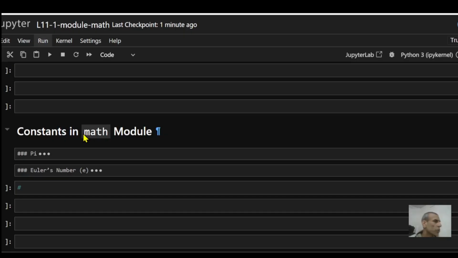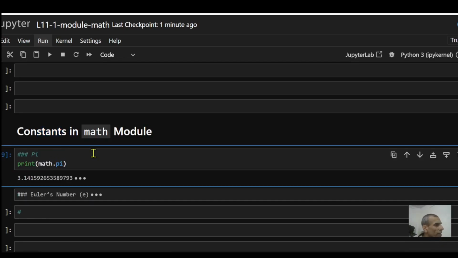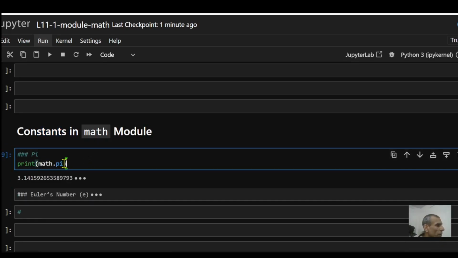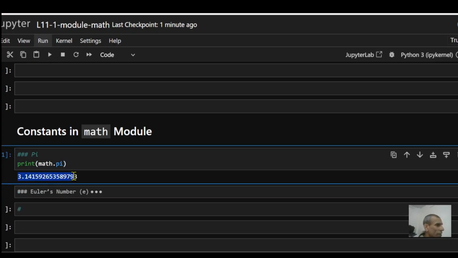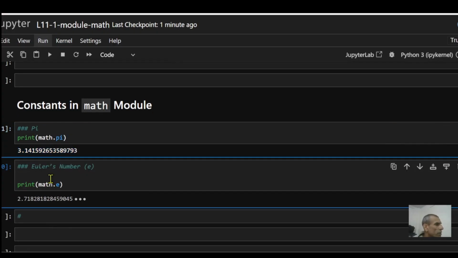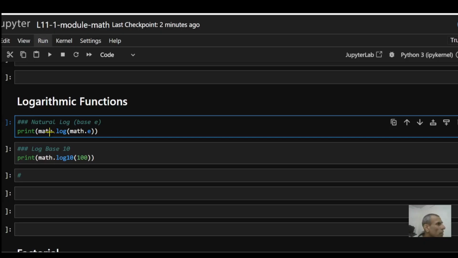Now your math module also has some constants defined in it that you can use. For example, pi, Euler number. So if you want to access pi, you can just say math.pi. That's going to give you the value of pi. In this case, this is the value of pi that is defined in your math module. What about Euler number? In this case, your math.e would be Euler number. When you run this, this is your Euler number. So this way you can use your pi and Euler number and don't have to define your pi and Euler number.